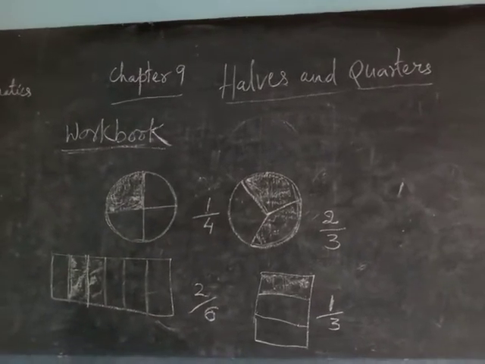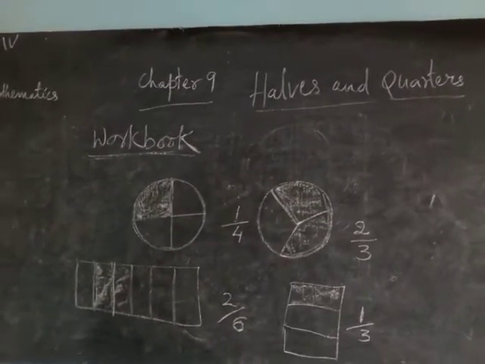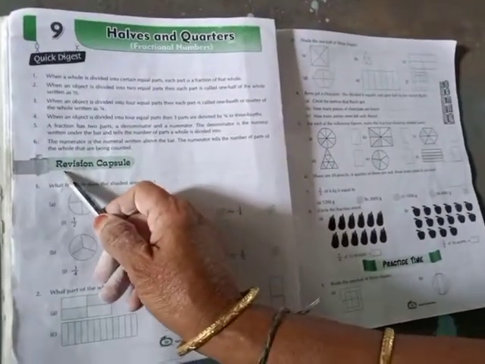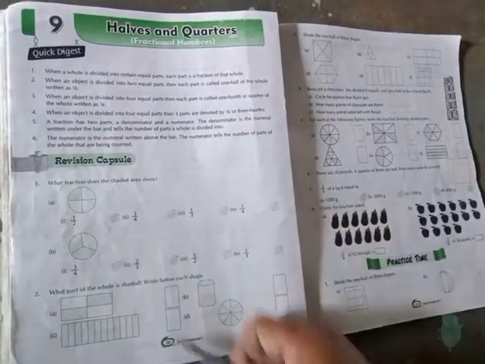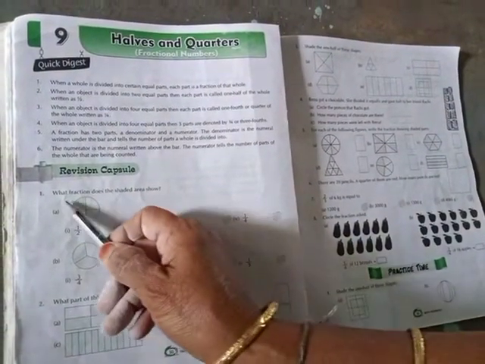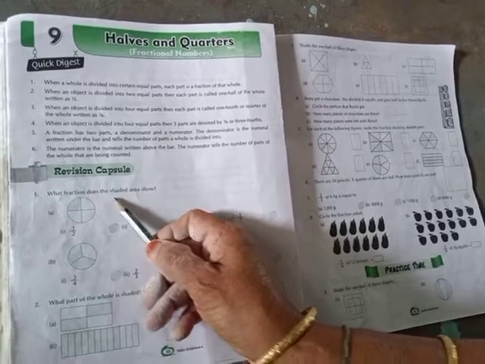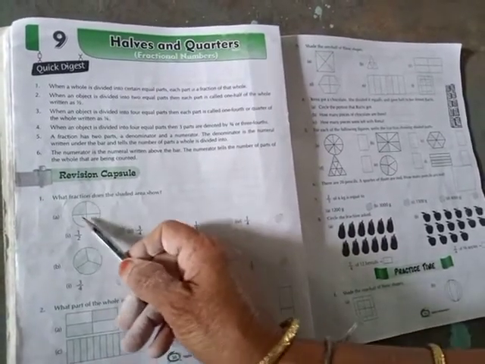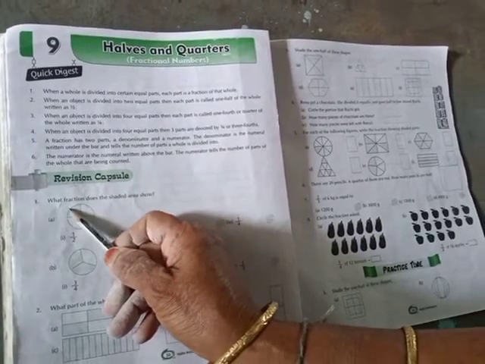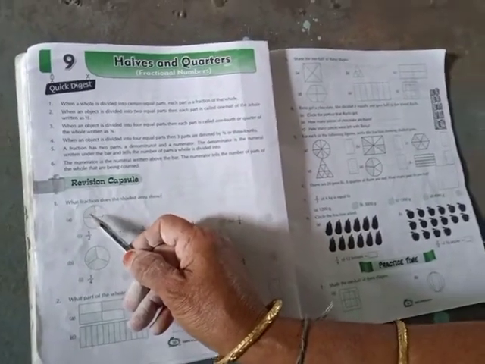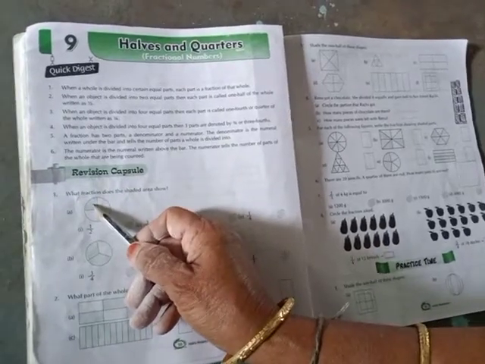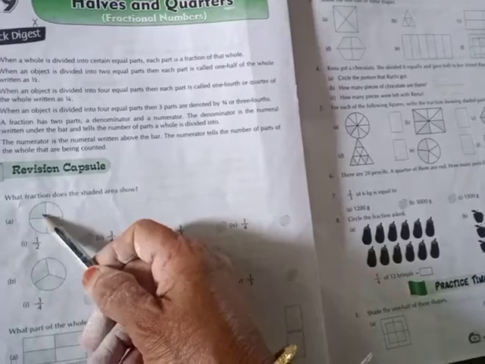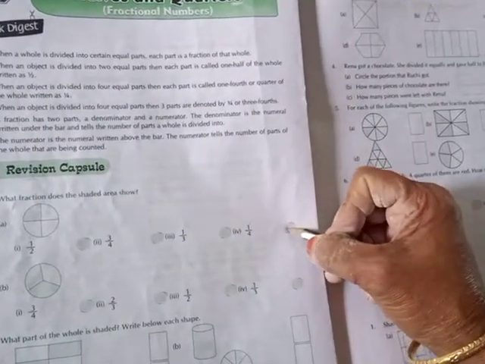Right. Now let us see the book. Revision capsule, page number 50, in your workbook. Here it is given: what fraction does the shaded area show? See this figure. It is divided into 4 equal parts and 1 part is shaded. Then what fraction is it? It is 1 by 4. Out of 4, 1 portion is shaded. So it is 1 by 4. Then this number 4 is right.